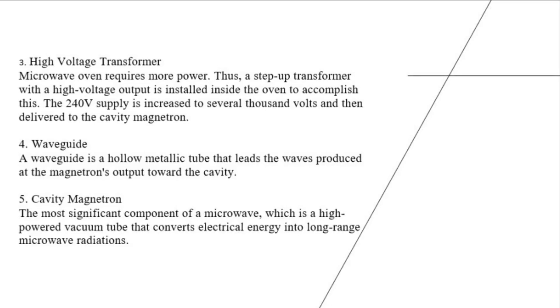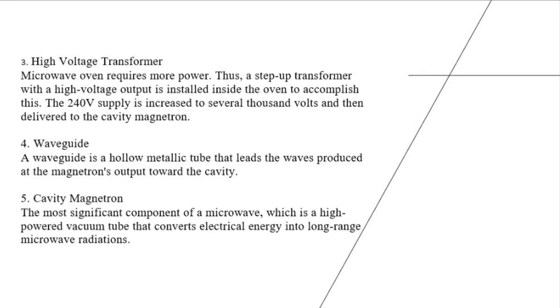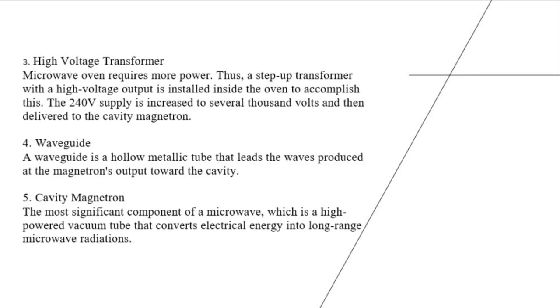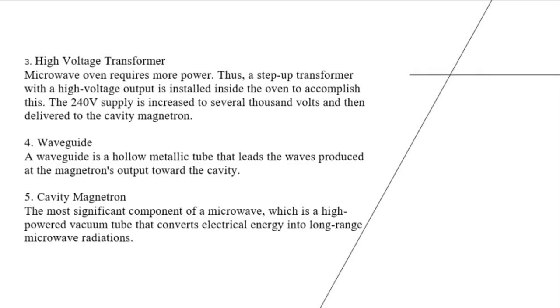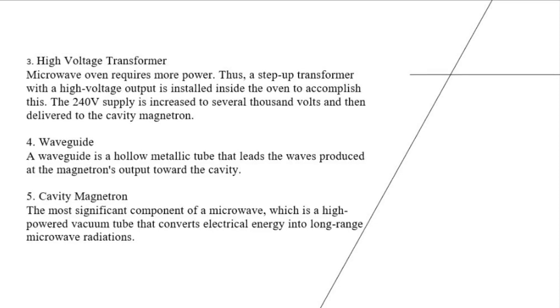Third, we have the high voltage transformer. A microwave oven requires more power. Thus, a step-up transformer with a high voltage output is installed inside the oven to accomplish this. The 240 volt supply is increased to several thousand volts and then delivered to the cavity magnetron.